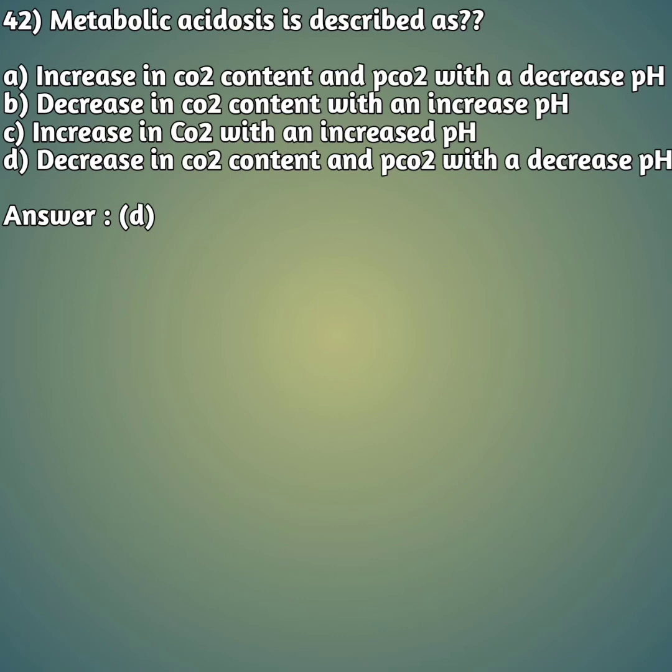So friends, first let me tell you what you mean by acidosis and alkalosis. Acidosis occurs when the pH of the blood falls below 7.35, and alkalosis occurs when the pH of the blood rises above its normal level, that is, it rises above 7.45. So this is the difference between acidosis and alkalosis.